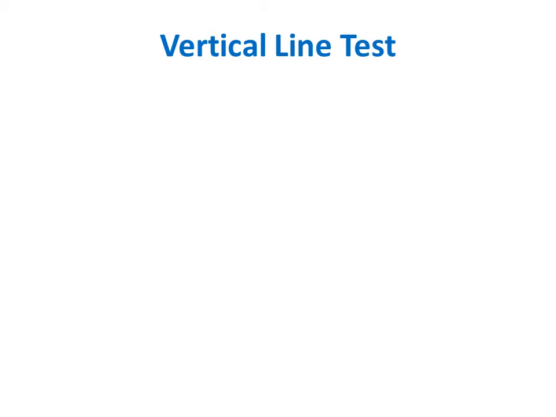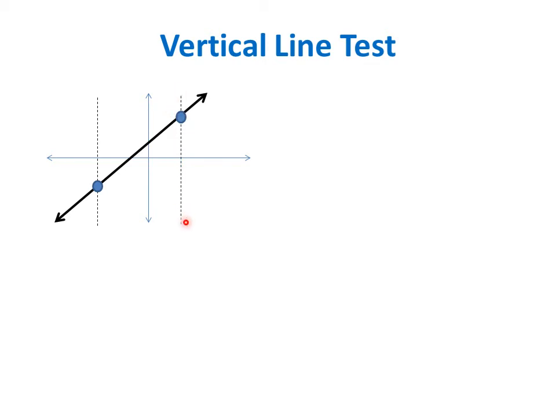Let's consider an example on how to perform the vertical line test. Let's say we are given this line that is leaning to the right. If we draw a vertical line to the left of the y-axis, we have a single point of intersection. If we draw another vertical line to the right of the y-axis, we also have a single point of intersection. Therefore, since for any vertical line there is only one point of intersection with the graph, it represents a function.